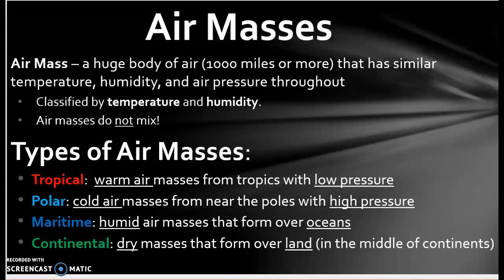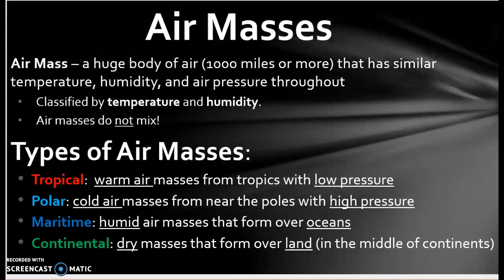Tropical air masses are warm. If you think about going on vacation to a tropical place, it's usually very warm all the time. So tropical air masses are warm. They form from the tropics and they have low pressure. Polar air masses, if you think about the North and South poles, okay, it's cold air masses and they have high pressure.